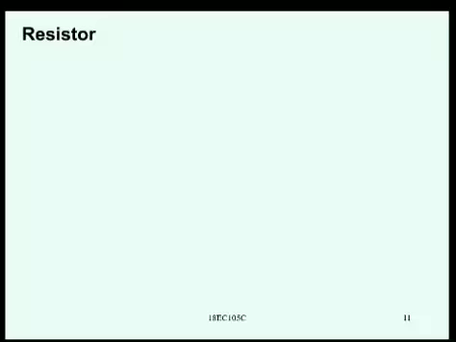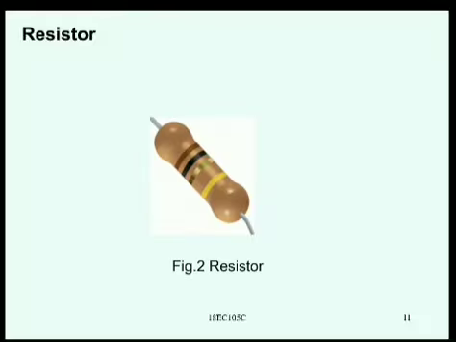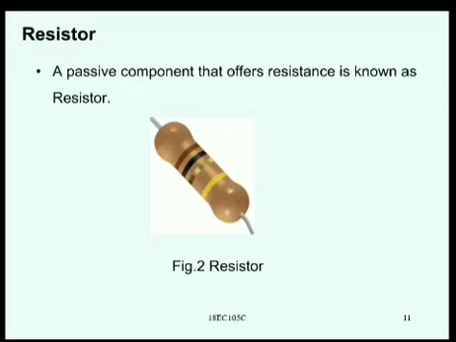Let us see now what a resistor is, how it looks like. Did you ever see this component? Yes, some of you might have seen it, especially when you open a television or any electronic appliance. This is a resistor. This what you are seeing is a carbon film resistor. Well, the resistor's definition: a passive component that offers resistance is known as a resistor.